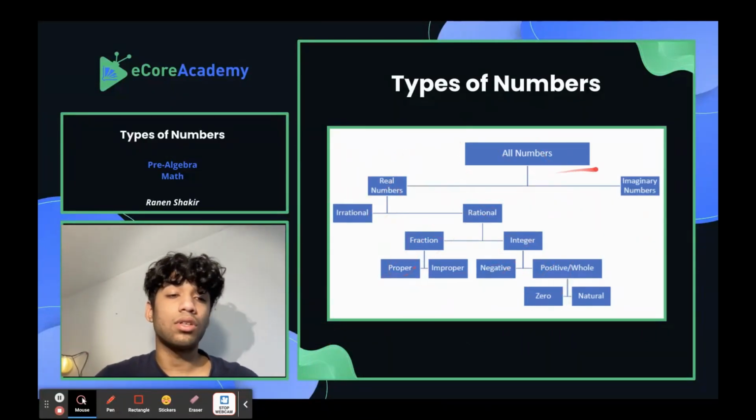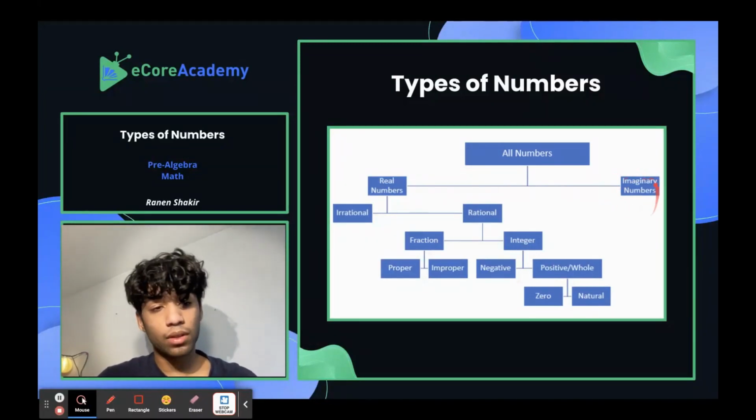So we have all numbers. These are all numbers ever known. Then it branches off into real numbers and imaginary numbers. See how imaginary numbers are different from real numbers because they follow a different set of rules and have different properties, and you don't use them in regular arithmetic operations. They're a whole different concept and idea.